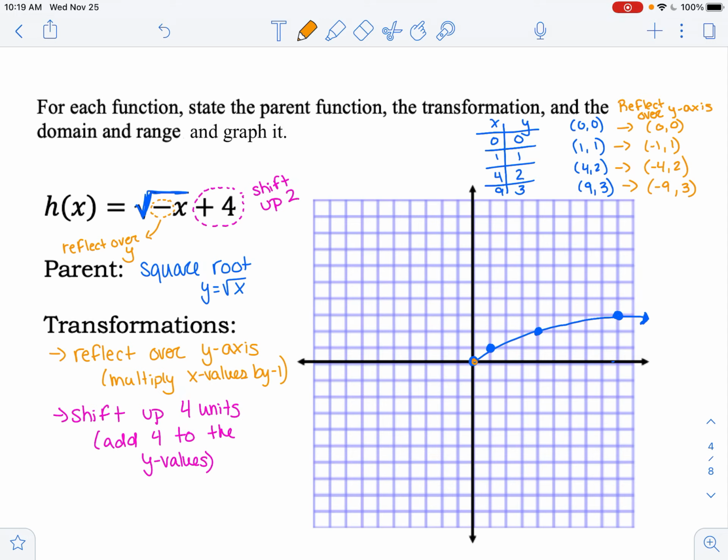So then I'm going to plot those. So (-1, 1), (-4, 2), and then (-9, 3). And as you can see, this is a mirror image of the parent function reflected over the y-axis. But I'm not done, right? This would just be square root of -x.